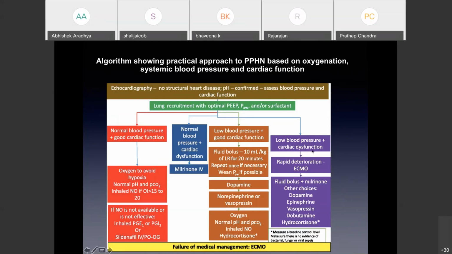The fourth wing is where your blood pressure is also low, and if your heart is also not functioning well, you should assume that these babies will deteriorate rapidly, and they may be needing ECMO as the modality of the treatment.